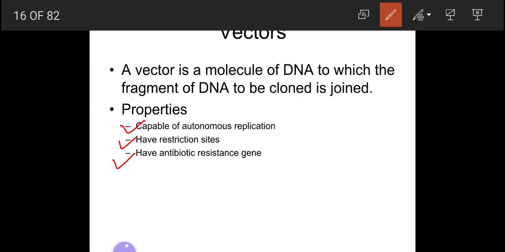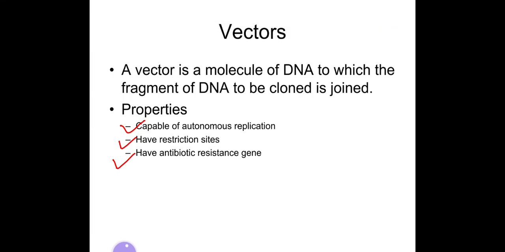This antibiotic resistance gene will help the vector to be selected, that is, which vector contains our gene of interest and which vector does not contain our gene of interest. This antibiotic resistance gene helps to select the recombinant vectors.